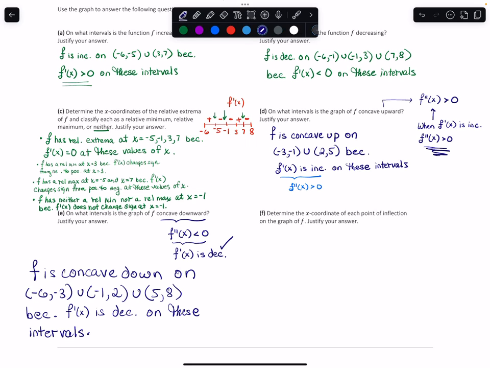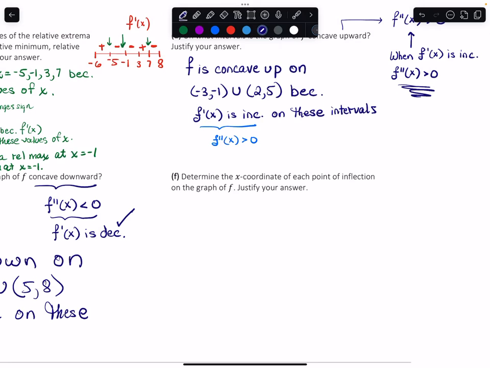Again, I come back to this thought process. It's like points of inflection. That was when f double prime of x changes sign.